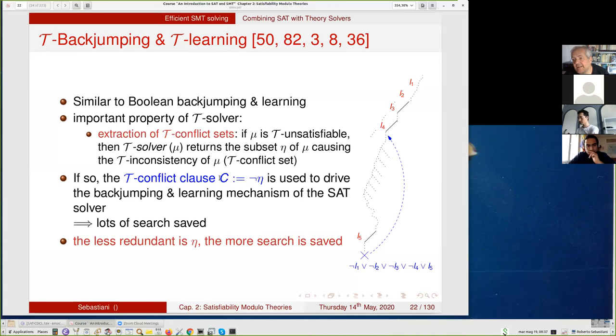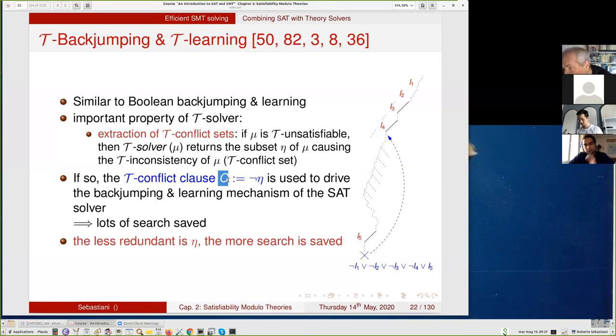So all models in the theory satisfy the negation or satisfy C, okay? So adding a clause, conjoining such a clause to the formula, does not change the semantics of the formula. You can always conjoin a valid formula to a formula. If you take a formula and conjoin a valid formula to it, the conjunction is logically equivalent to the original formula, okay?